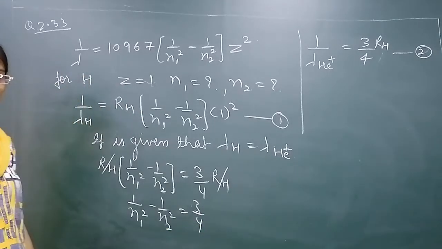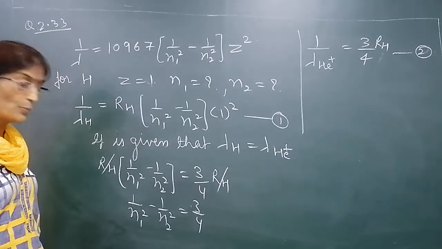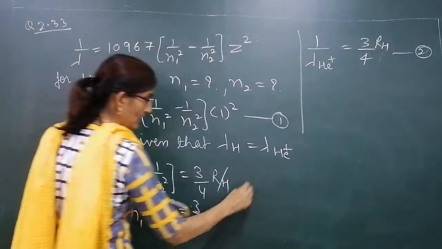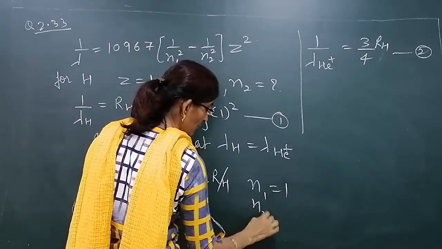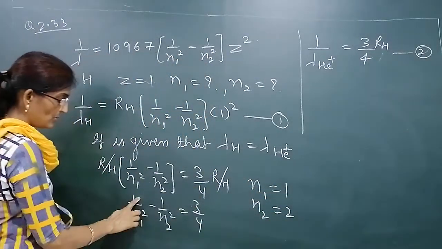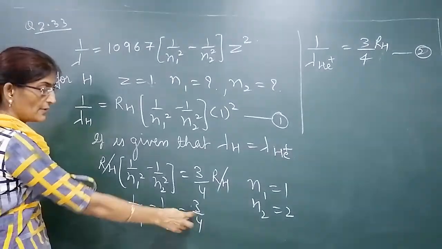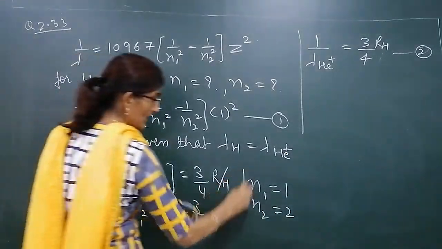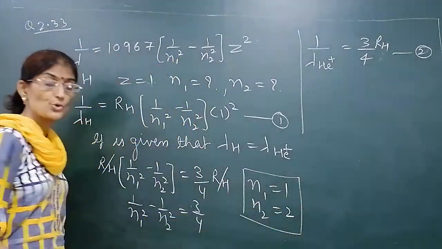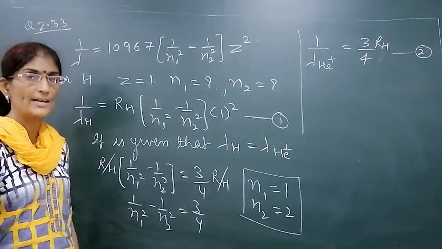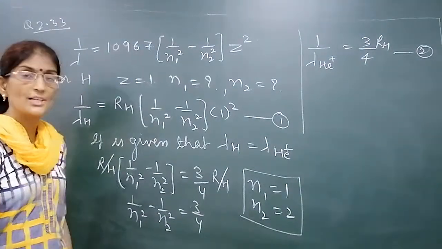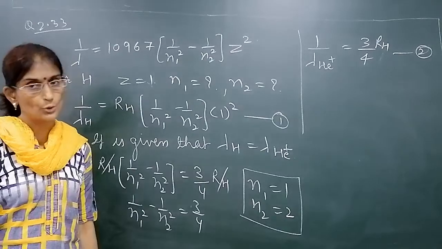We put N1 as 1 and N2 as 2. N1 will be 1, N2 will be 2. Put it and see: 1 by 1 square minus 1 by 2 square will get 3 by 4. So by hit and trial method only we can calculate. Otherwise two unknown things cannot be calculated by a simple equation. So for hydrogen it is N1 is 1 and N2 is 2.